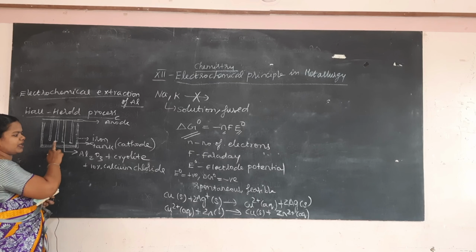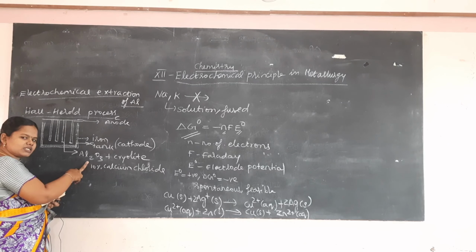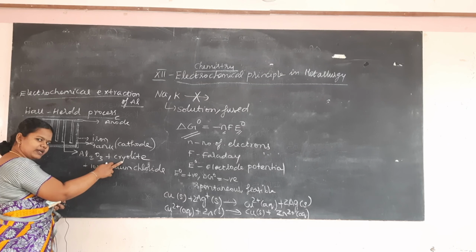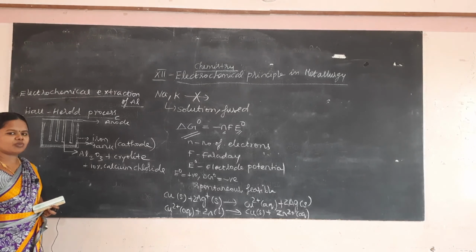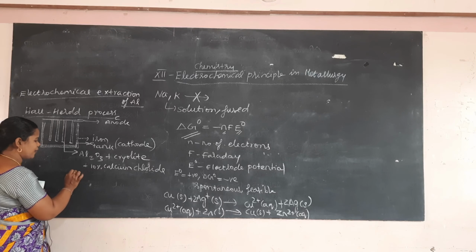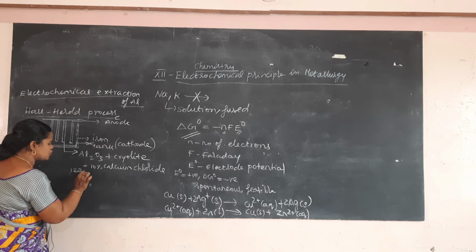So what is the electrolyte taken? Alumina, which was obtained from bauxite, an ore of aluminium, was added with molten cryolite, and then 10% calcium chloride was added, and it was maintained at a temperature of 1270 Kelvin.